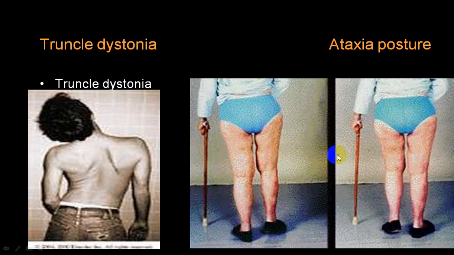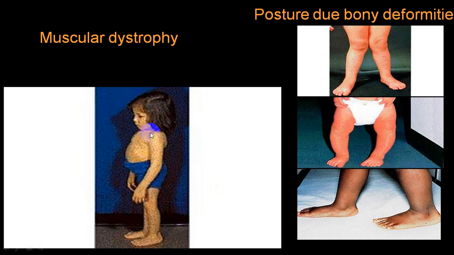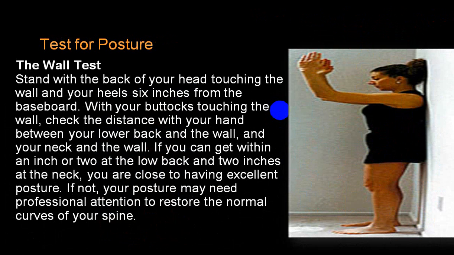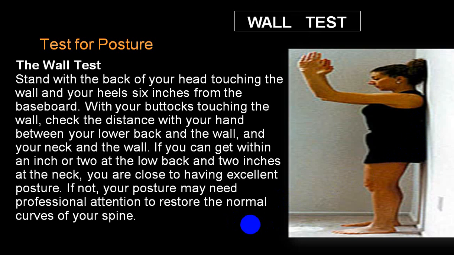Ataxic posture will usually take the support of some wall or even support with a stick. Muscular dystrophy will have excessive lumbar lordosis. Because of bony deformity, you can have coxa vara, coxa valgus, talipes equinovarus, which can also produce abnormal posture. There is one test called the wall test, which is very frequently utilized to identify abnormality in the spine, particularly in ankylosing spondylitis. That is called the wall test.